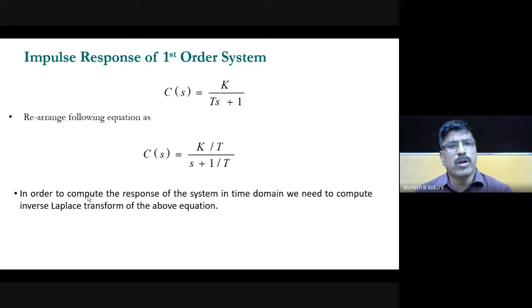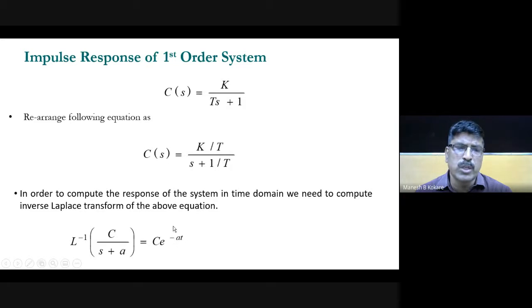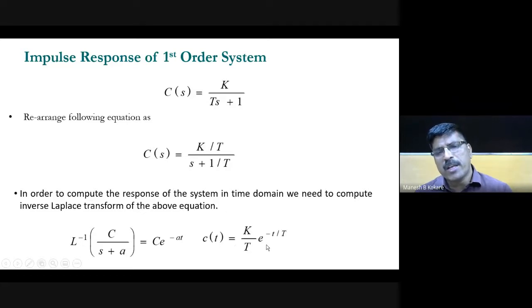Okay. So in order to compute the response of the system in the time domain, we need to compute the inverse Laplace transform of the above equation. This is the standard formula. We know that the inverse Laplace transform of C by S plus A is nothing but C into e raised to minus at. So C is a constant, and 1 by S plus A is nothing but e raised to minus at. The same format is there. So it will be K by capital T into e raised to minus small t by capital T. So its inverse Laplace transform is C of t equal to K by T into e raised to minus t by T. I hope that you have understood this one.